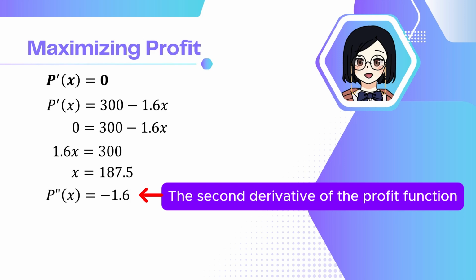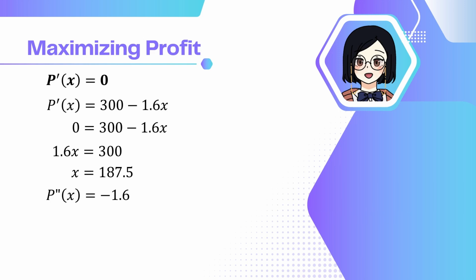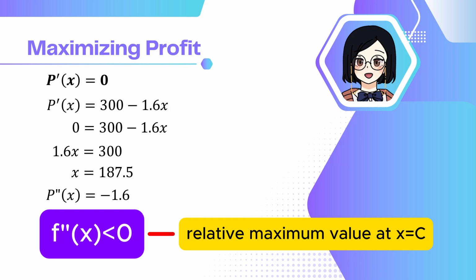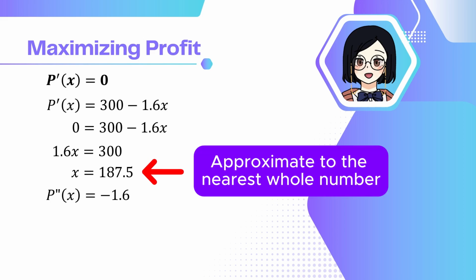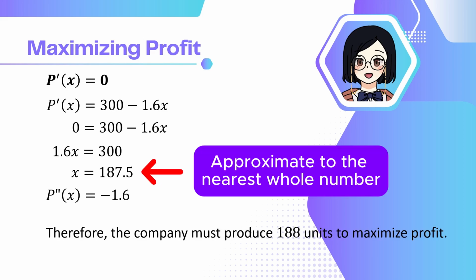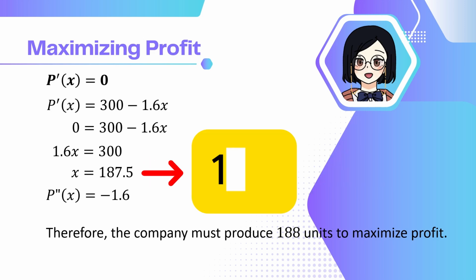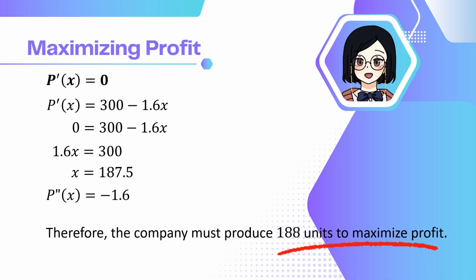We will have P''(x) = -1.6. Because the second derivative is negative, we confirm that the maximum value of the function occurs at 187.5. Since the company cannot produce a fraction of a phone, we round 187.5 to 188. Therefore, the company must produce 188 units to maximize the profit.